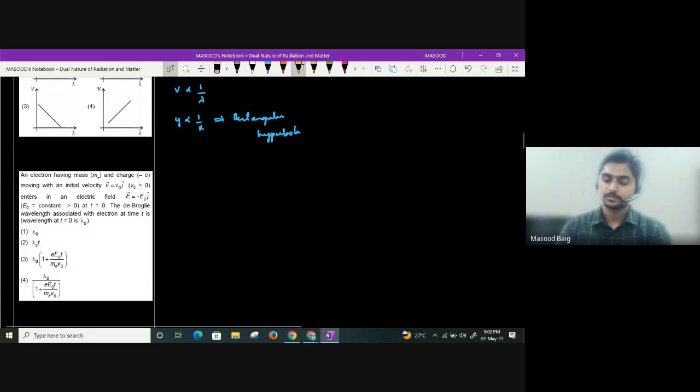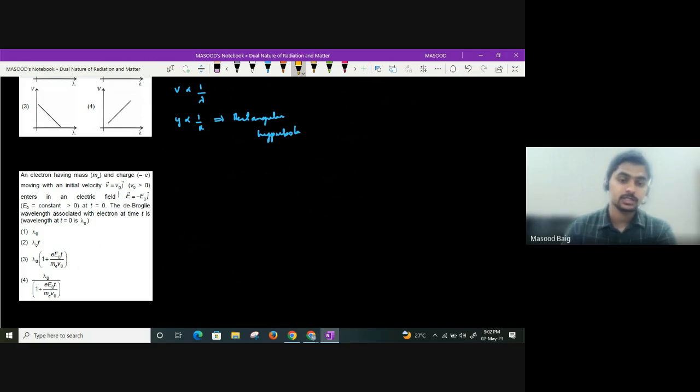Next case you see. An electron which has a mass m and charge minus e is moving with an initial velocity v naught j cap. So it is moving in which direction? Electron is given, which obviously means negative charge. It is moving in the y direction. It is entering an electric field. How is the electric field? As you can see, the electric field is in the downward direction, E naught minus j cap.